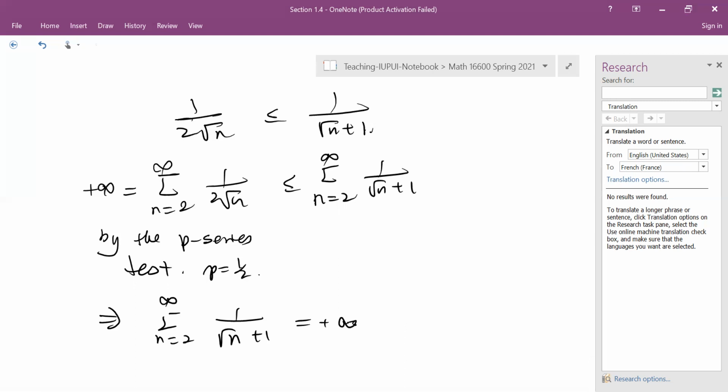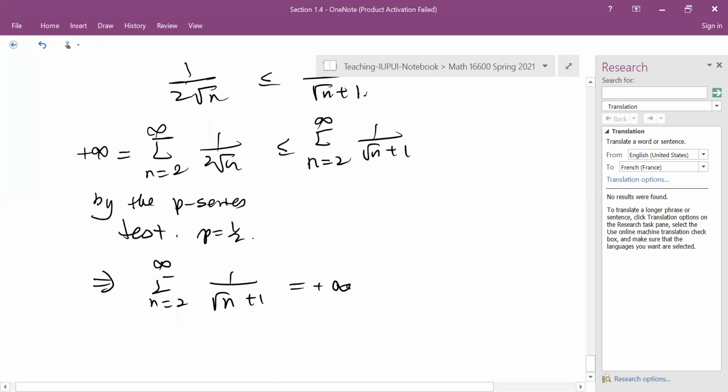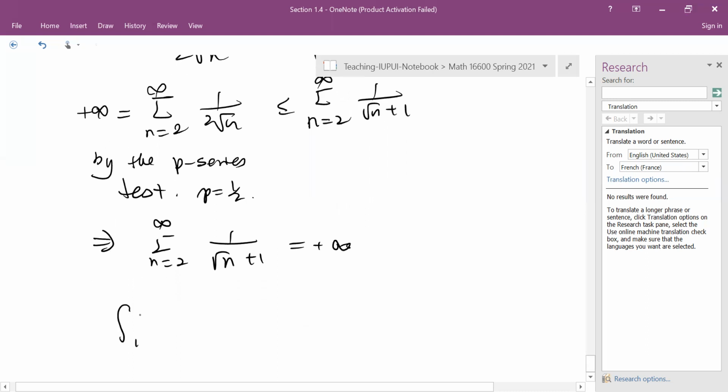Okay, if you have to use a comparison test, you have to find another lower bound, a simple lower bound. Okay, the integral test does not work, right? Because if you think about this, can anyone in this class evaluate this integral? No. I just quickly said no.